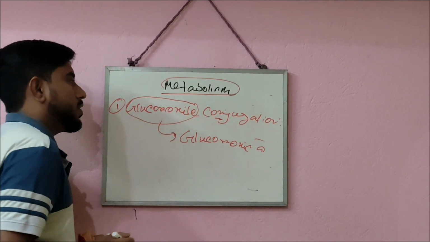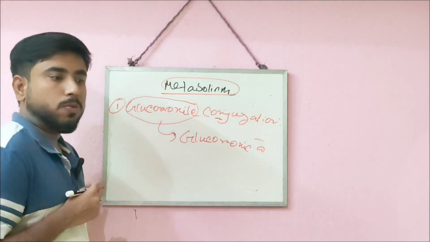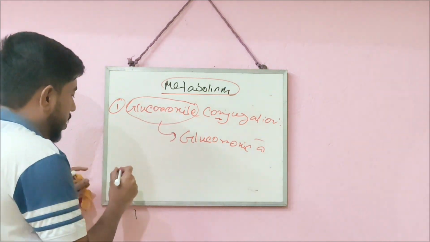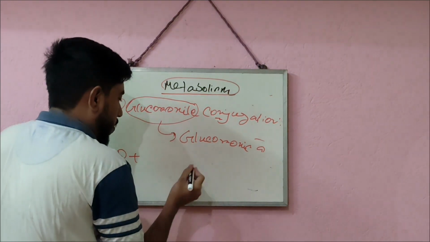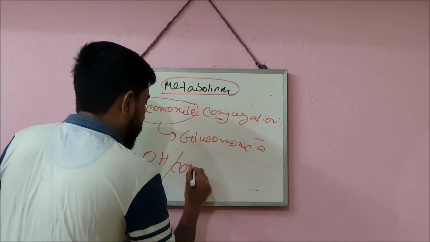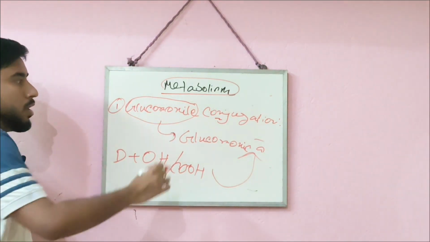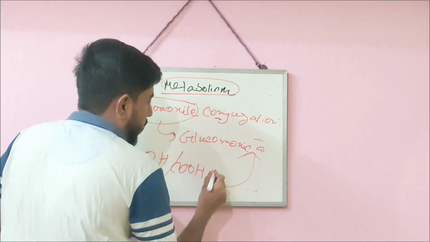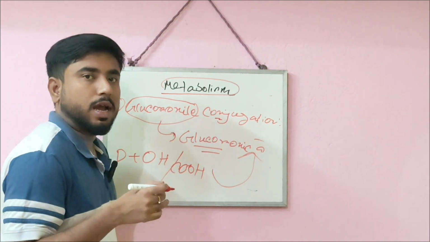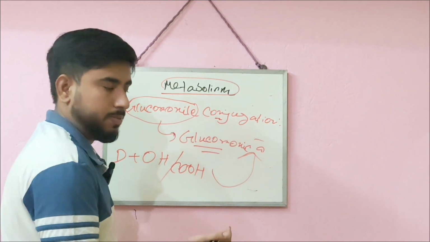All drugs don't metabolize through glucuronide conjugation. So first we have to know which drugs are metabolized by glucuronide conjugation. Drugs which have a hydroxyl functional group or a carboxylic acid functional group can be metabolized by glucuronide conjugation, by binding with glucuronic acid, which converts them into more hydrophilic and polar substances and metabolites, and then they pass through urine for elimination.